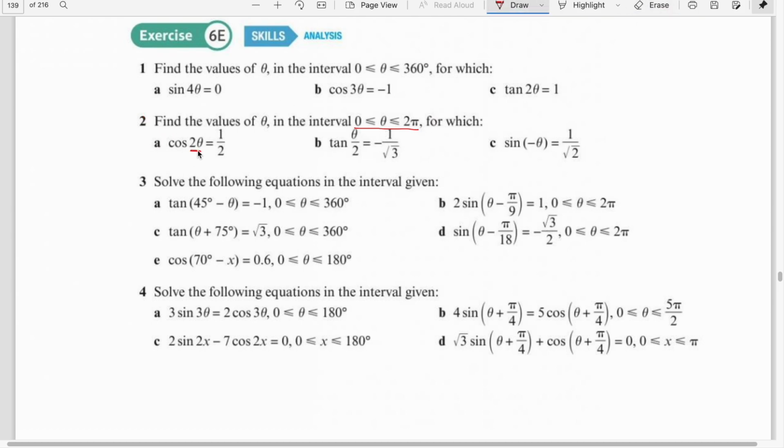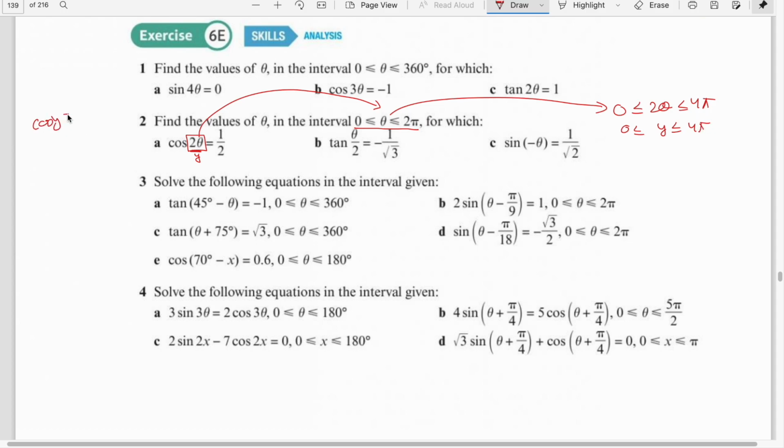Find the value of theta, question number 2a, from 0 to 2 pi. See that this is 2 theta already, so I should have the domain for 2 theta. So I'm multiplying the whole equation with 2. This is 0 less than or equal to 2 theta less than or equal to 4 pi. For the ease of writing, I'm writing y in this place. So I can write 0 is less than or equal to y is less than or equal to 4 pi.